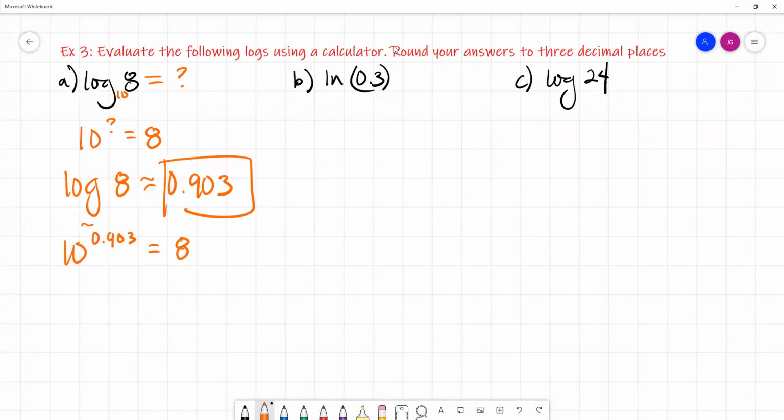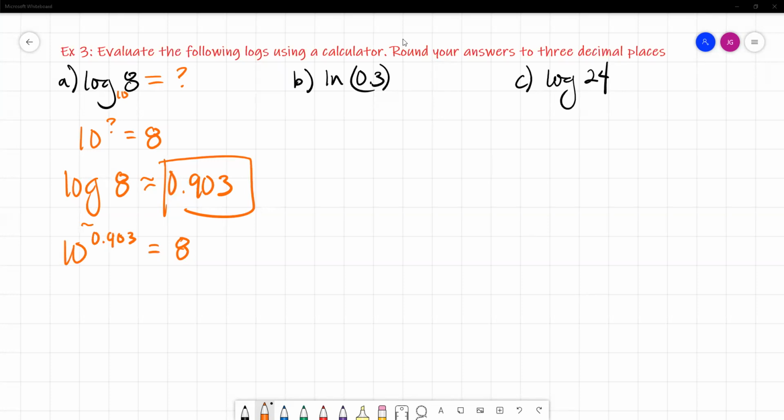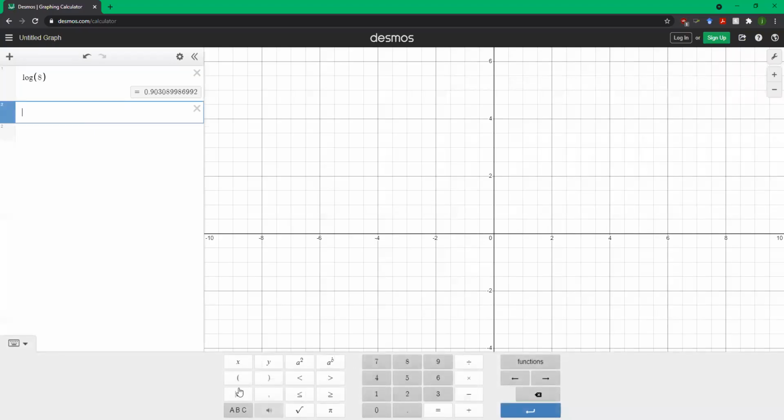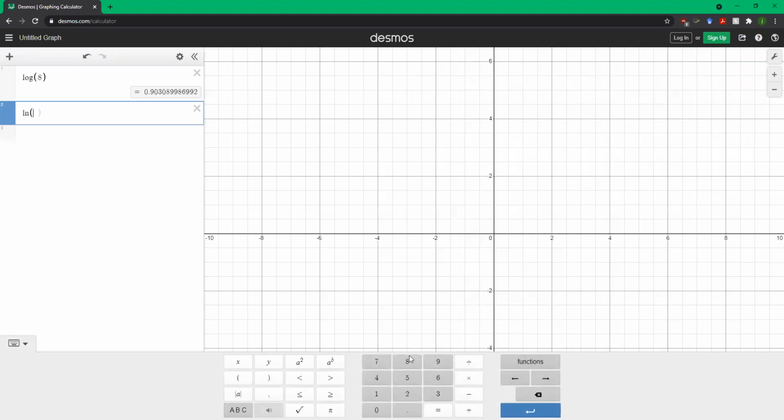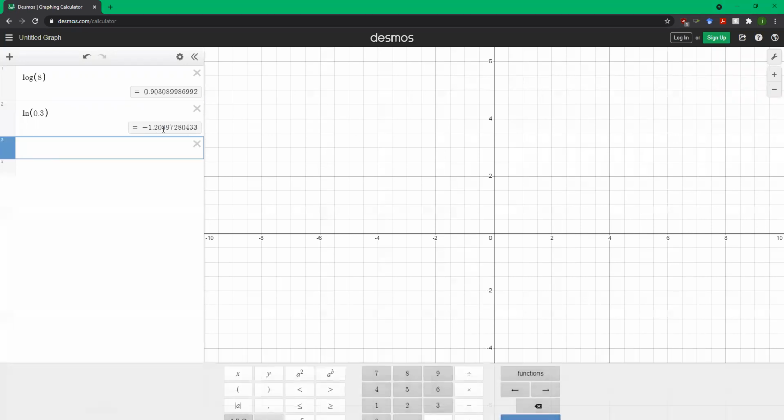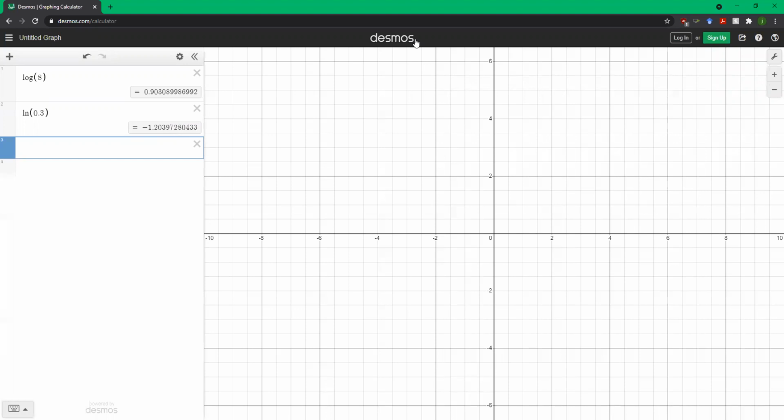If you look back in Desmos, the natural log is also in that section of functions. Go to functions, miscellaneous, ln is right there. And it's asking for ln, natural log of 0.3. Oopsie. There we go, 0.3. It was freaking out on me for a second. So it's negative 1.204. That 9 will push this 3 up to a 4. Negative 1.204.